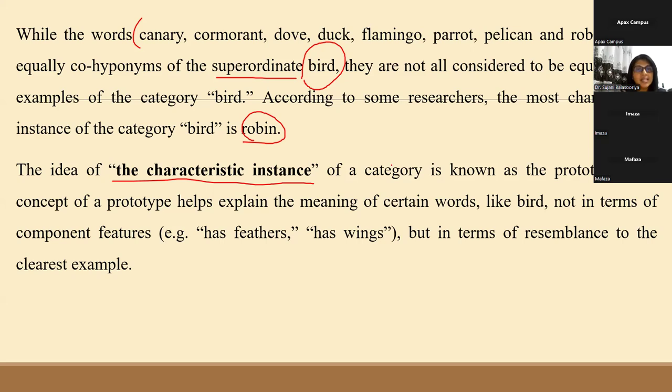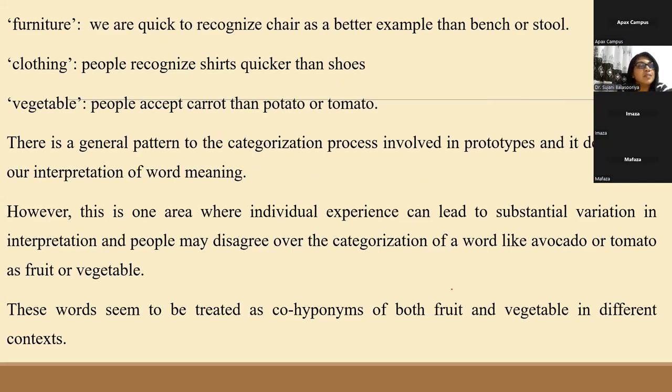Okay. That is the idea behind prototypes. So you have so many examples. Furniture, when you're talking about furniture, is it a chair, bench or stool? That can represent furniture. Whenever you say furniture, it would be chair. You would get the word chair to your mind first, then the words bench or stool come to your mind. The word chair will come quickly, which means chair is a prototype representing furniture.